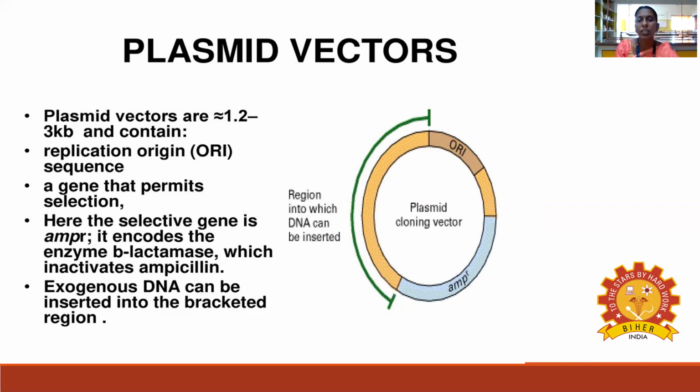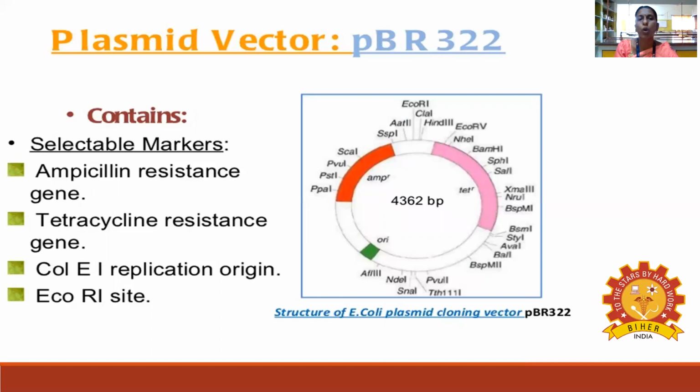And the exogenous DNA can be inserted into the particular area. The ampicillin resistant is converted into ampicillin sensitive. The resistant form can be converted into the sensitive form. So what happens to the bacterial growth? We identify whether the foreign DNA is inserted into the host or not by the screening method. If ampicillin resistant, the colonies grow. If ampicillin sensitive, the colonies do not grow because the antibiotic inhibits the growth of the bacteria. This is the main important feature.